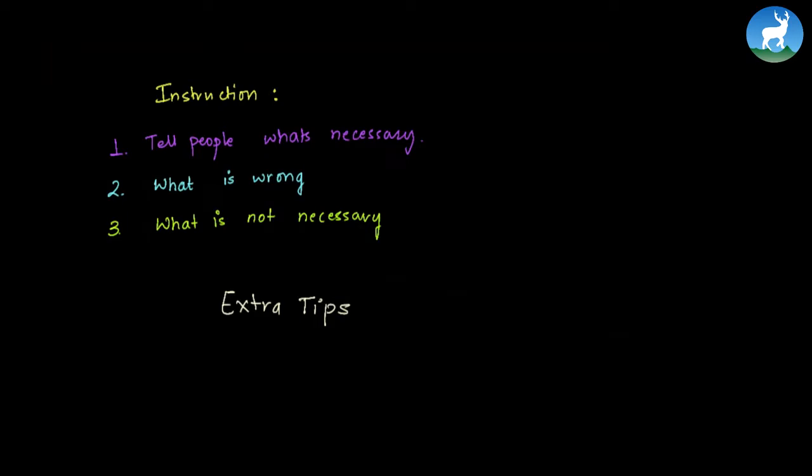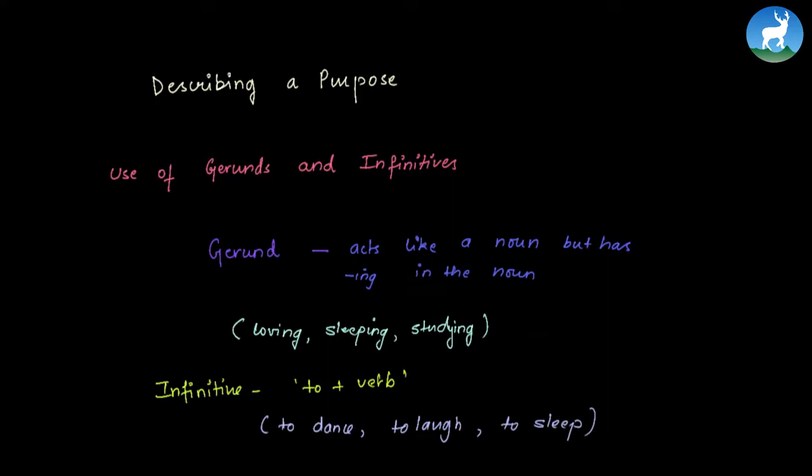Also, it is very useful if you leave some extra tips. आफूलाई थाहा भएको कुनै एक्स्ट्रा टिप्स दिनु सधैँ राम्रो हो. Now we move forward with describing a purpose. पर्पसलाई डिस्क्राइब गर्ने भनेको कुनै पनि एउटा कुरालाई डिस्क्राइब गर्ने, त्यसको बारेमा लेख्ने, त्यसले के काम गर्छ त्यसको बारेमा जेनरली लेख्नेलाई डिस्क्राइबिङ अ पर्पस भन्छ.